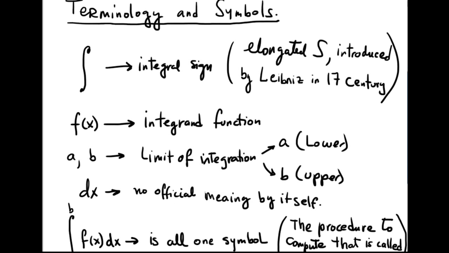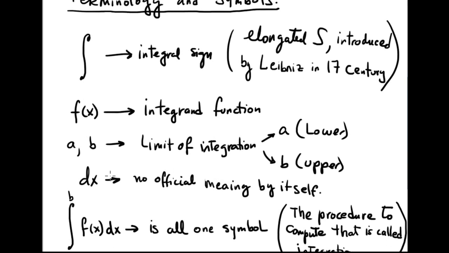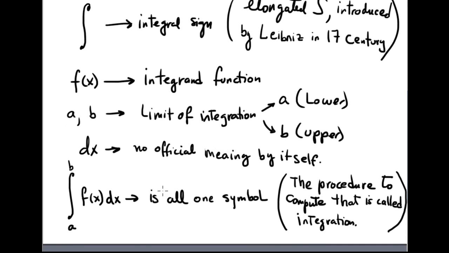Now, normally the function inside, f of x, is the integrand function. A and b are the limits of integration, and normally a is the lower limit and b is the upper limit. dx has no official meaning by itself, but together with the rest it is like one complete symbol. It is all like one symbol. And the procedure to compute the integral is called integration.